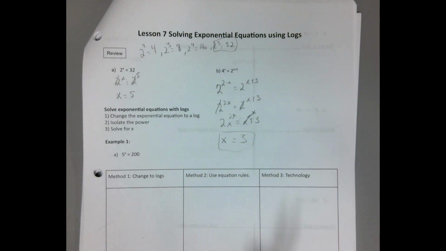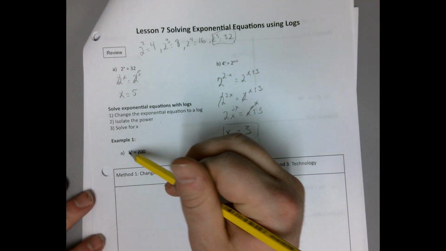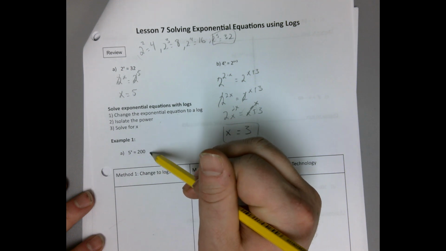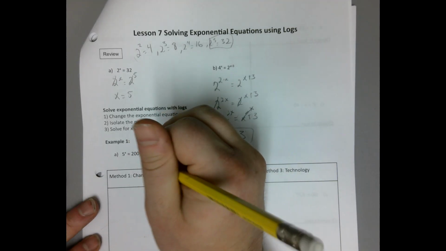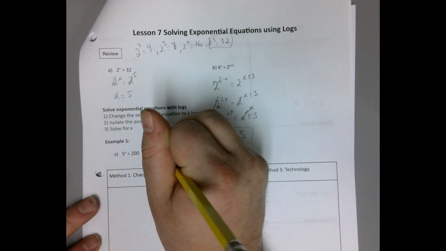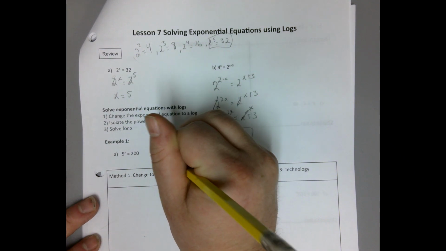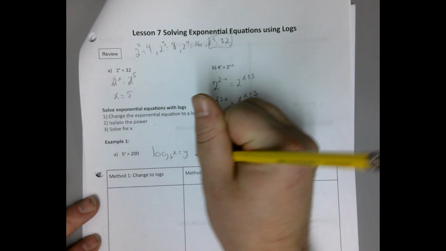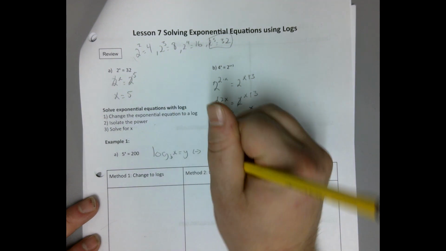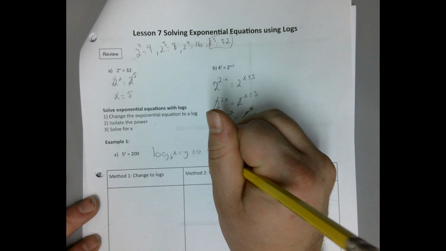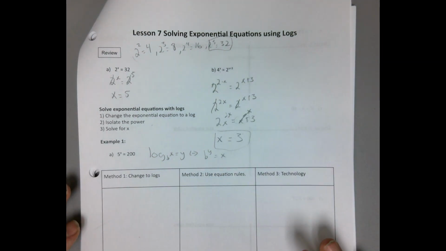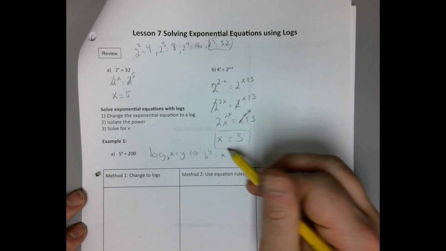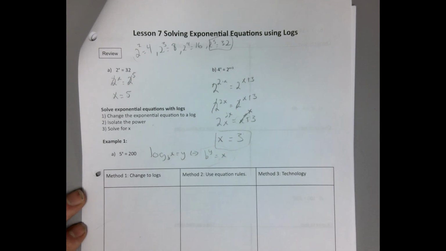So in this case here, we're looking at 5 to the power of x is equal to 200. Well, remember our log base b of x is equal to y is the same thing as saying b to the power of y is equal to x. So all I'm doing is taking my exponent and I'm turning it into a log.